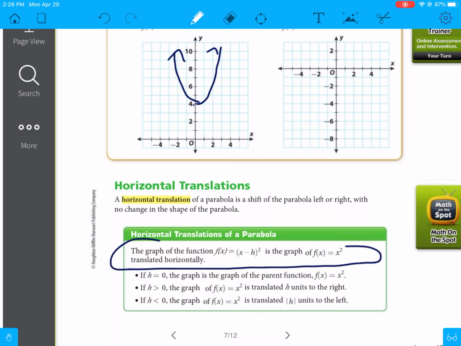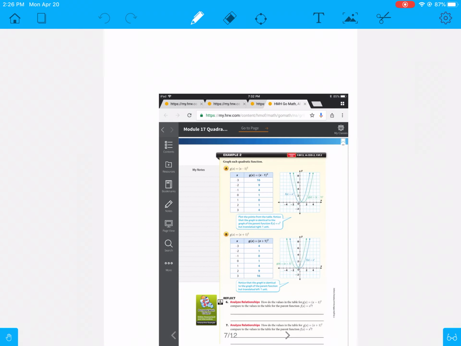Remember that the plus k after that is what goes up or down. So this is what's going to go left or right. If h equals 0, it doesn't go anywhere. If h is greater than 0, like x minus 4, it's going to go 4 units to the right. And if it's x plus 2, it's going to go 2 units to the left. So that's a little tricky. It is included in the notes that we have.